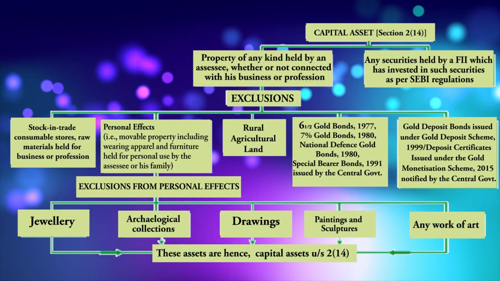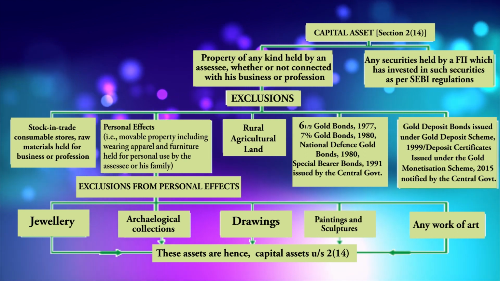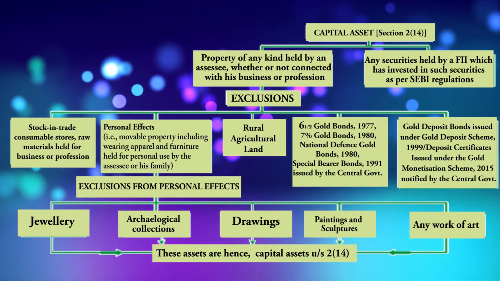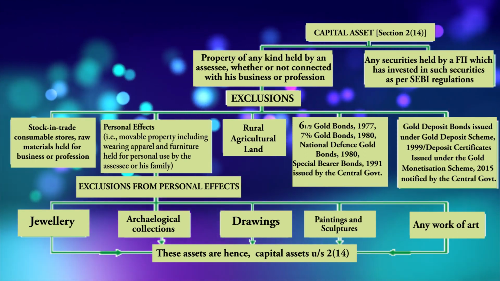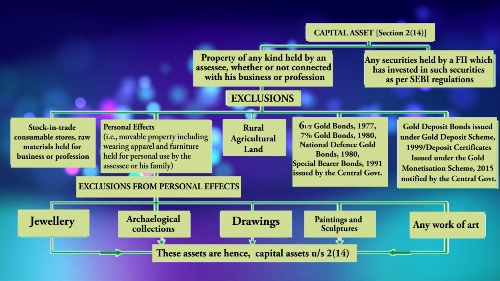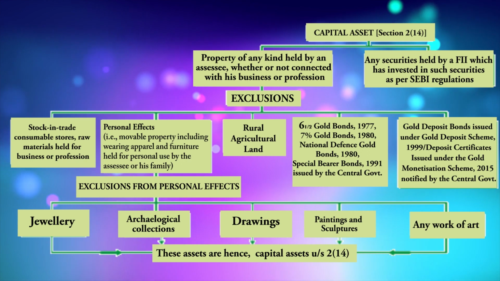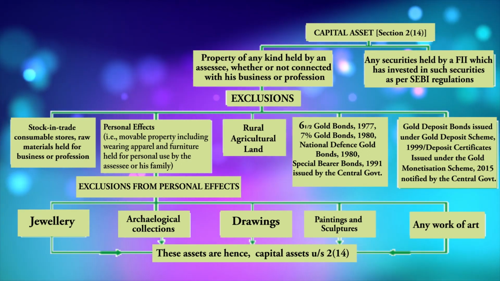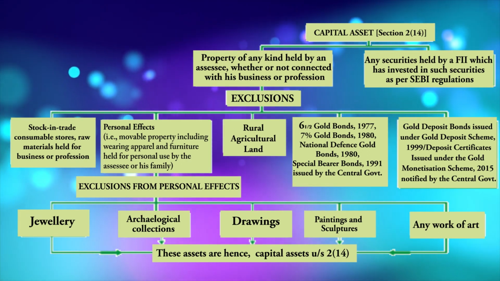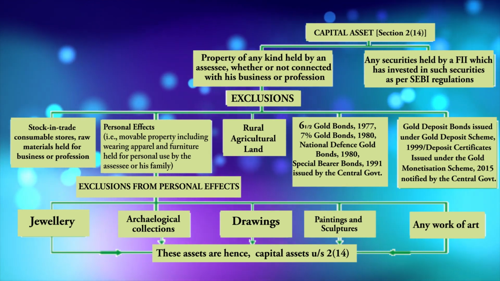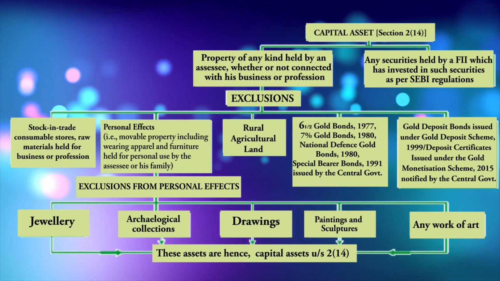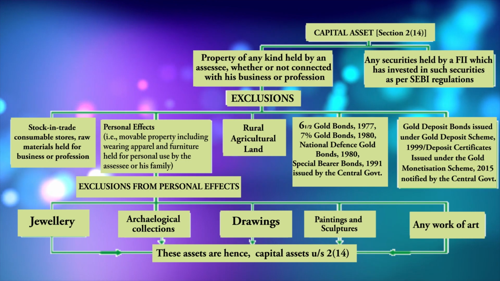Otherwise, all assets will be treated as capital assets. So, to repeat, capital asset includes almost all assets, all property, which is held by the assessee, whether or not connected with business or profession, including securities, but will not include stock in trade, will not include personal effects, will not include rural agricultural land, and will not include specified gold bonds or gold deposit bonds.